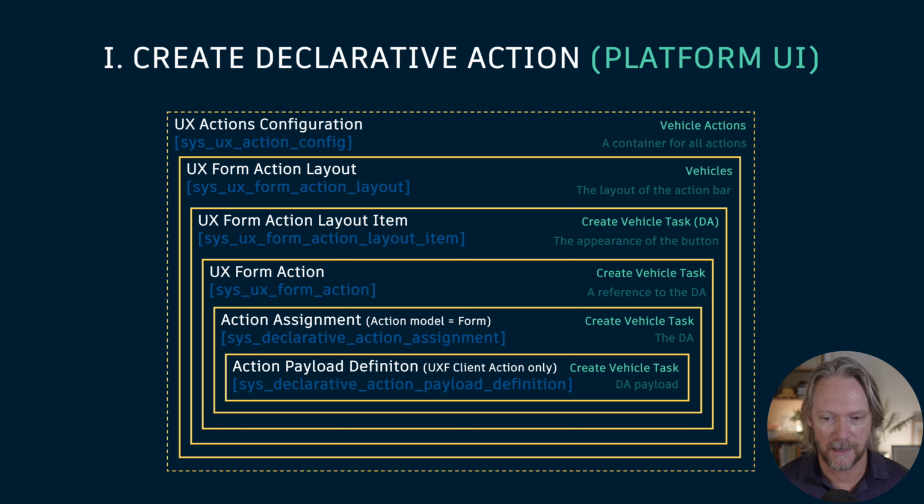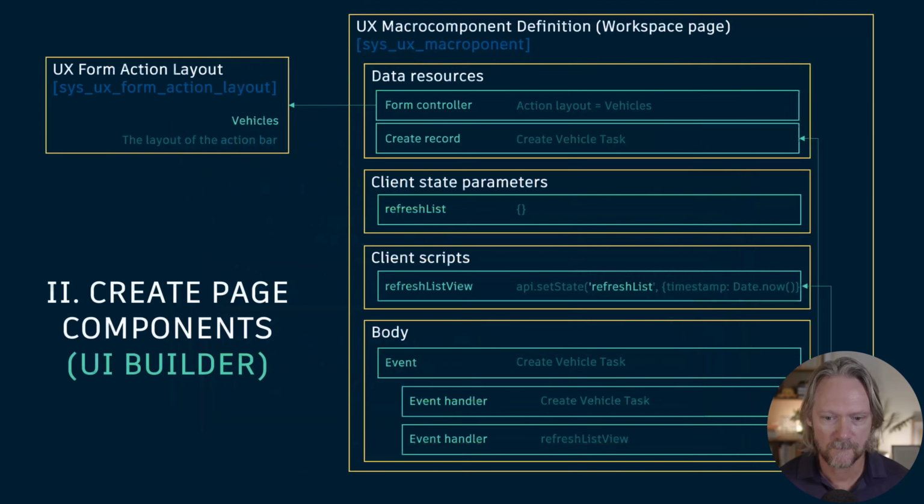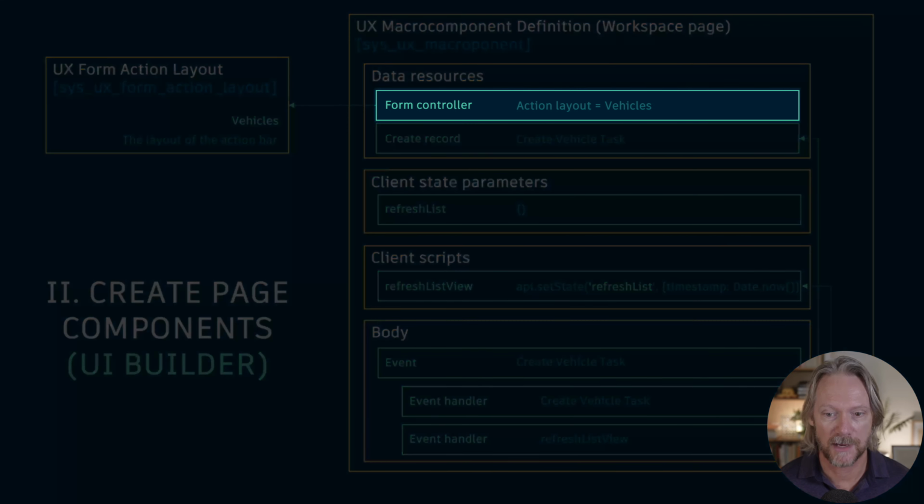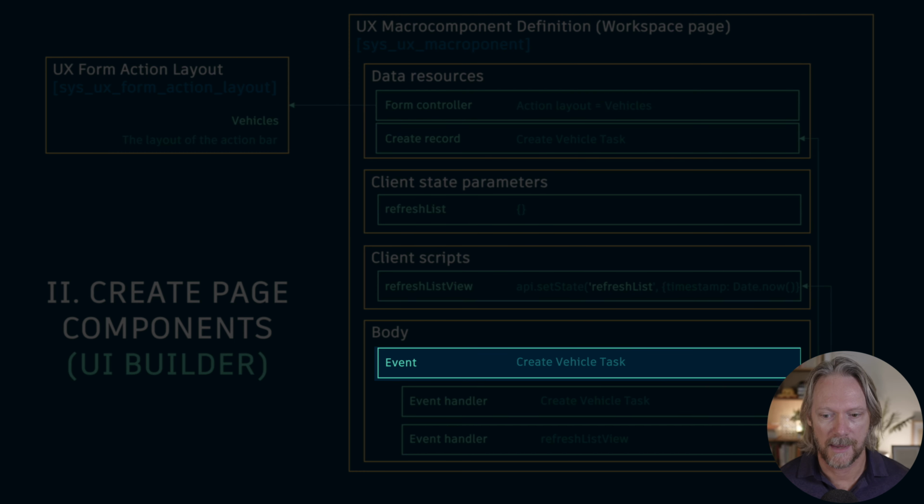Okay, so if you want to, you can use the chapter markers in the video to skip to the respective part in the demonstration. So once we have our declarative action created, we then need to switch to UI Builder to create some components there, because once we click on the declarative action, we need to do something. First of all, we need to make that declarative action available in the workspace. So we'll associate it to the form controller in the page.